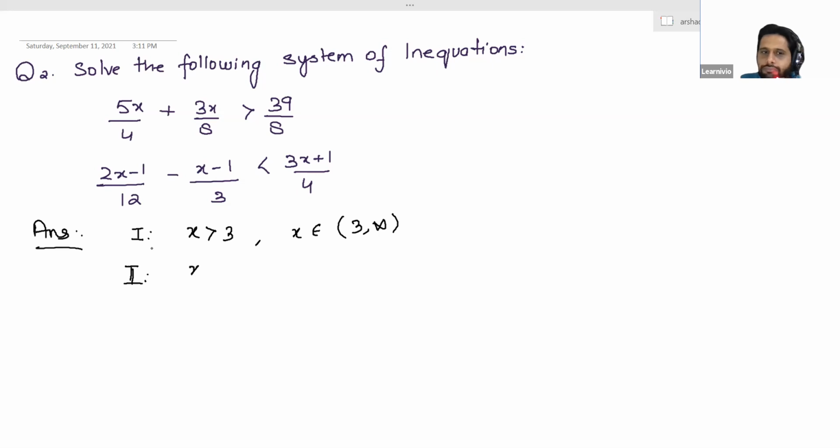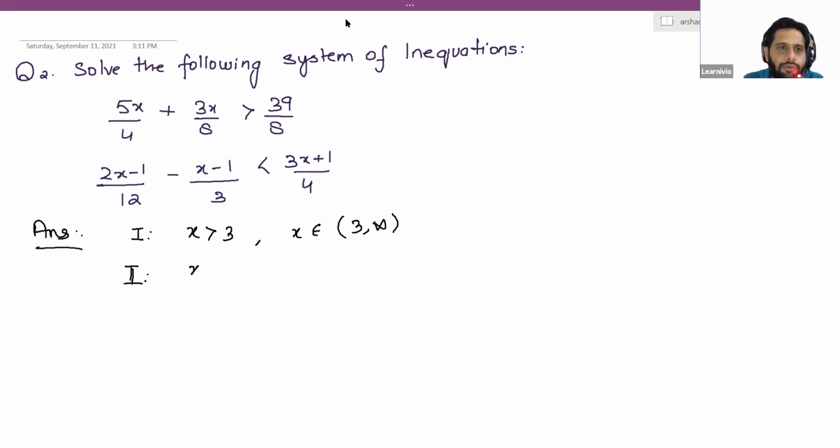Sir, for the second one, is it x is greater than 9? I'm sorry, Joan, x is greater than 0. Yeah, greater than 0. Please check your calculation, and if you have an issue, I can solve this. So can you solve this? Yes, sir. Okay, I will.